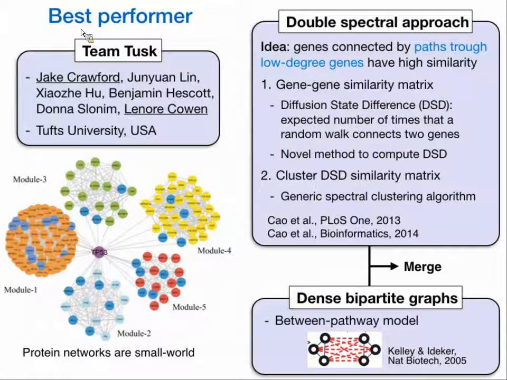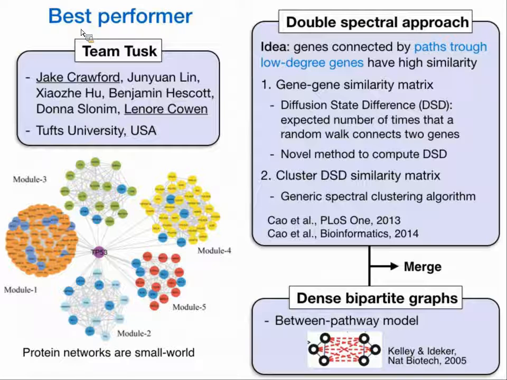data. So just very briefly, the best performer, so it's Jake, Lenore, and colleagues from Tufts University. And the underlying idea of their method is that basically genes connected by paths through low-degree genes have high similarity. So protein networks are small world.